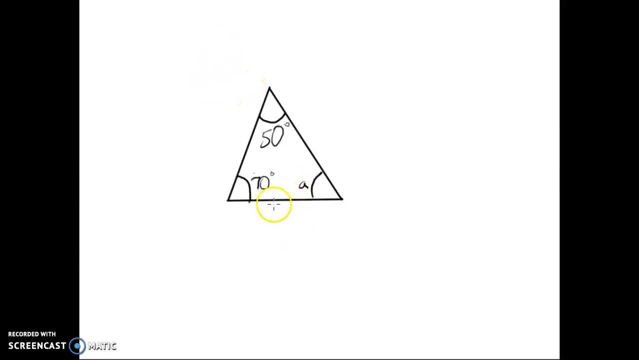Okay, this week we're looking at how to find missing angles in triangles. The important thing to remember with this one is that all of the angles in a triangle always add up to 180 degrees. I'll normally be given two angles in a triangle. So in this case, I've got 70 and a 50.